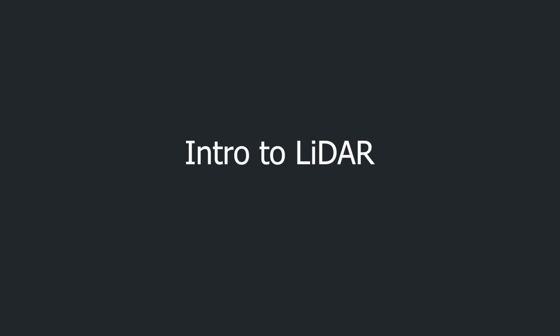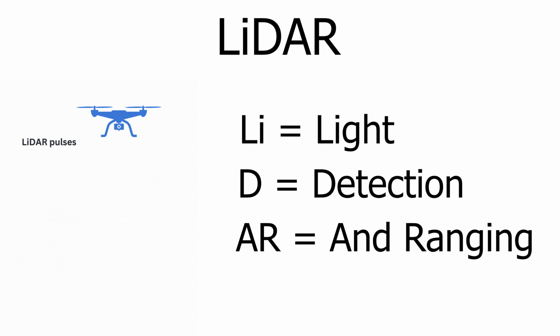in this video I will be giving you a short intro into what LiDAR is. For those of you who are new to geospatial mapping, LiDAR is short for light detection and ranging, which is a technology that uses laser pulses to measure distances and create very accurate and detailed 3D models.